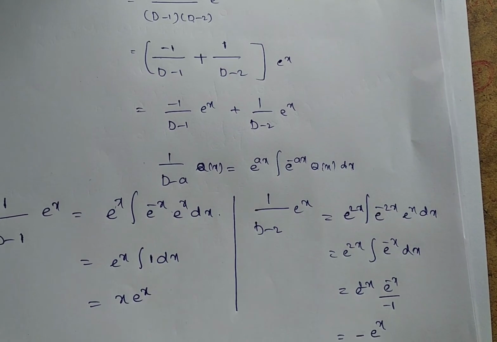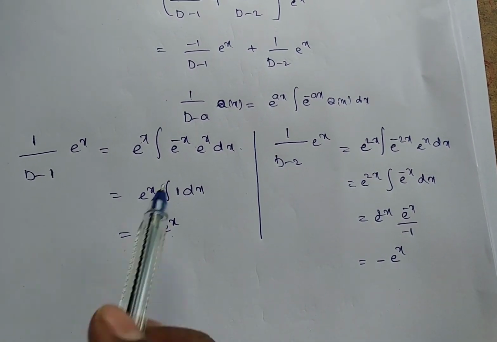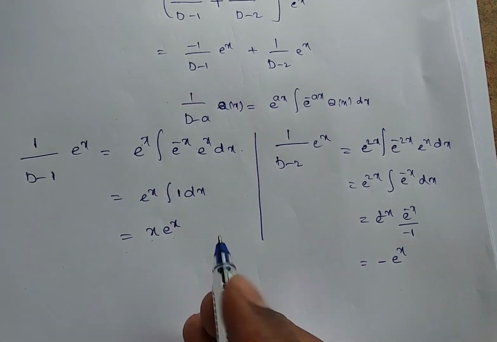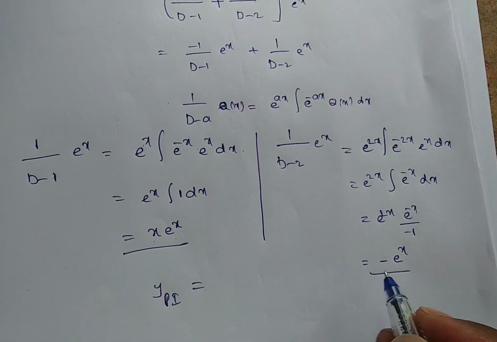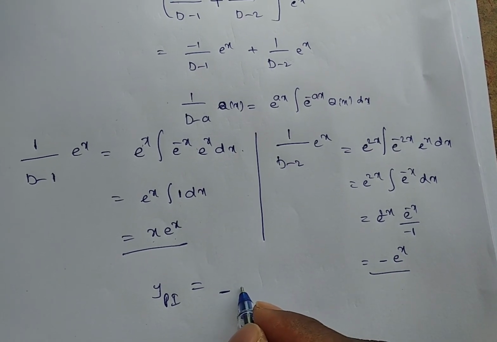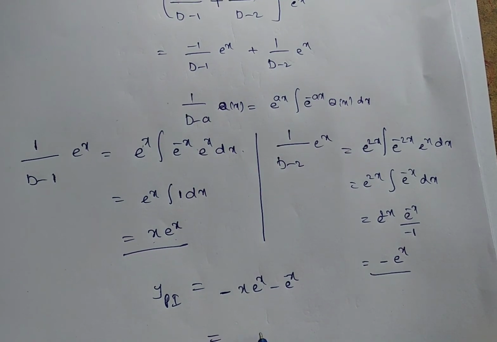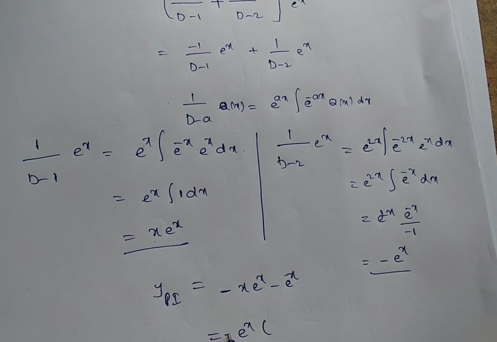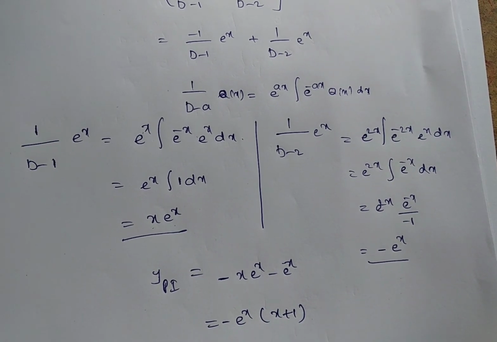This is the second value, minus e power x. First value is x e power x. But here you observe this is minus. So y p will become minus of x e power x minus e power x. So e power x is common, minus is also common. You will get minus e power x into x plus 1 as the answer.